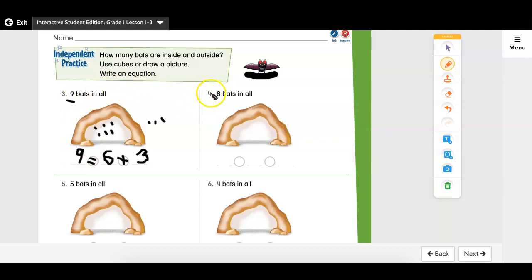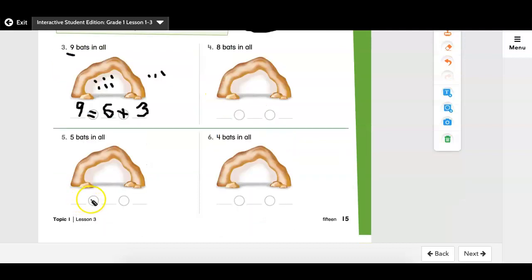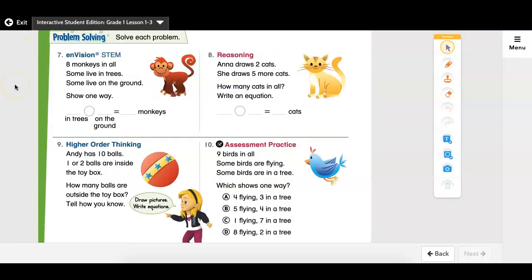So for number 4, you have 8 bats in all. You are going to write 8 equals, and then the two numbers that equal 8. Then for number 5, 5 equals, and then the two numbers you decide that equal 5. And for number 6, you have 4 bats in total, so 4 equals, and then what two numbers added together are equal to 4.